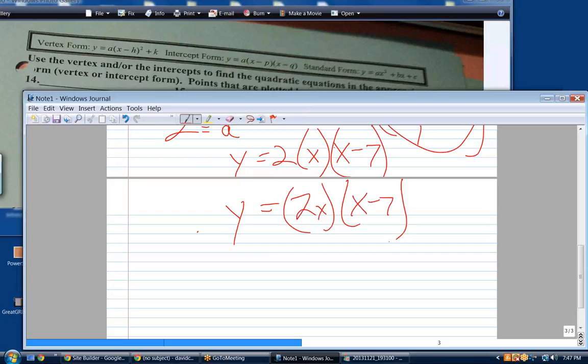Same thing, right? Yeah. Now it's easy to distribute now. Minus 14x. So that's standard format. Okay. There's no C. I mean, there is a C, but it's 0.